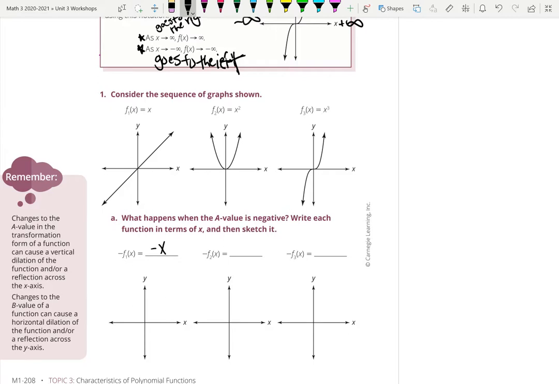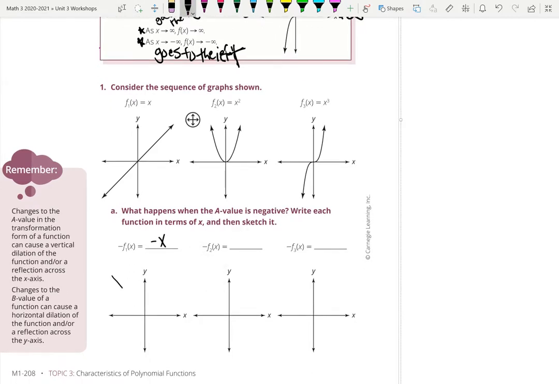Well, I'm going to flip the above graph. It is going to reflect across the x-axis. So the line will look like so. Notice here, it is on the opposite side. Notice this part is positive. Now it's negative.